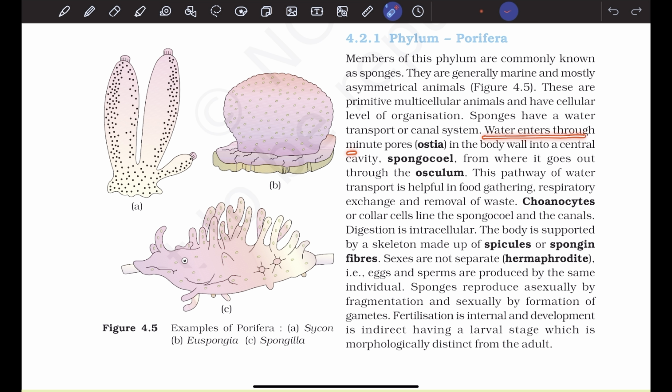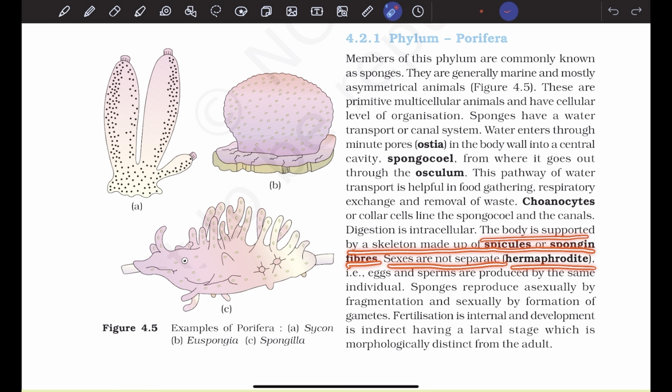Water enters through minute pores, ostia, in the body wall into a central cavity, spongocoel, from where it goes out through the osculum. This pathway of water transport is helpful in food gathering, respiratory exchange, and removal of waste. Choanocytes or collar cells line the spongocoel and the canals. Digestion is intracellular. The body is supported by a skeleton made of spicules or spongin fibers.